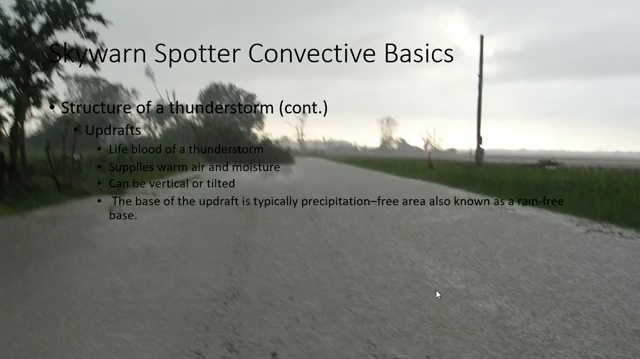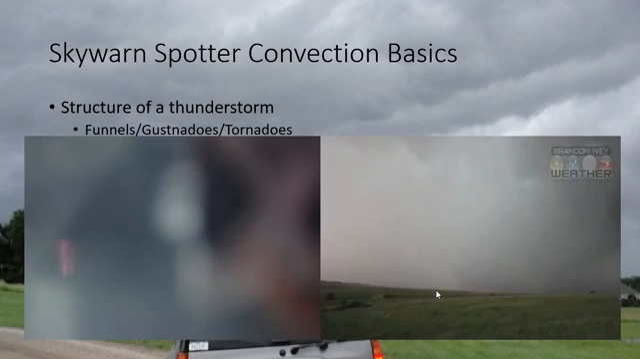The base of the updraft is typically precipitation free. We also call it the rain-free base. The rain-free base is usually where you will see your tornadoes. Tornadoes, funnels, that's where you'll see those.